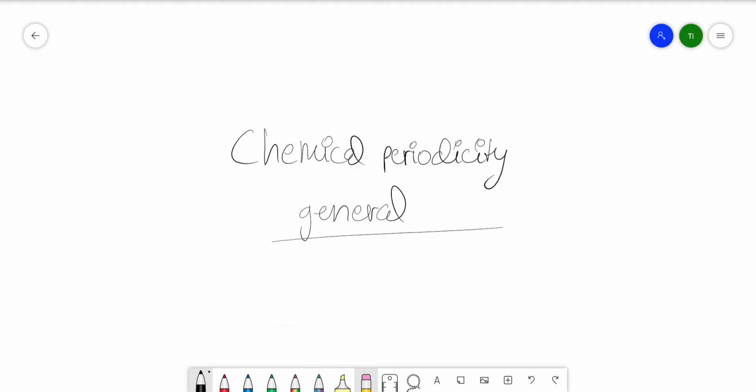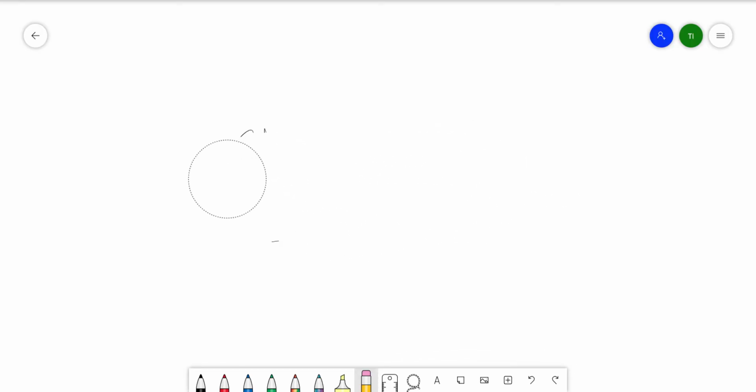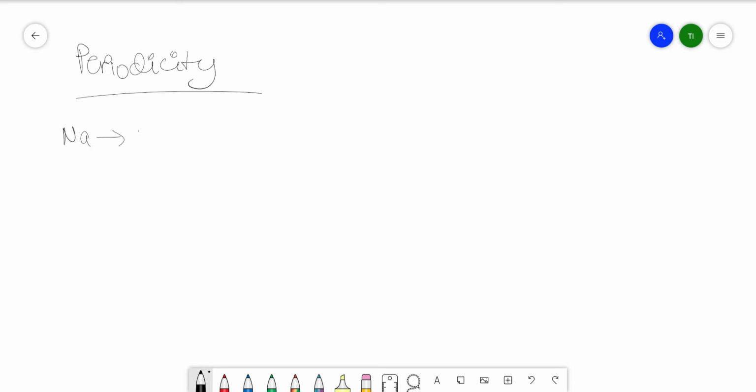So let's begin. Now to begin with, in the lesson periodicity, we'll be talking mainly about elements in the third period. Now you don't have to know every element in the third period because you'll be provided with the periodic table in your data booklet, but it basically means every element from sodium to argon.